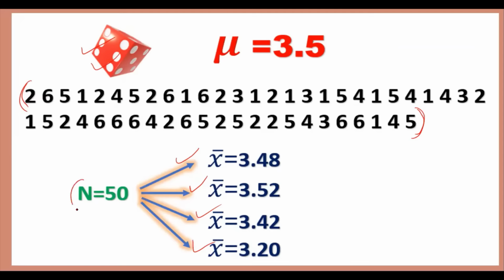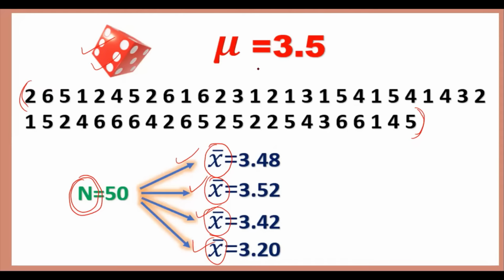When I say n is 50, I rolled 50 times. But 4 times I've done here. That means 50 here, 50 here, 50 here, and 50 here. And I found the sample means. Sample means are these. If you find the mean of sample means, that should be close to mu.